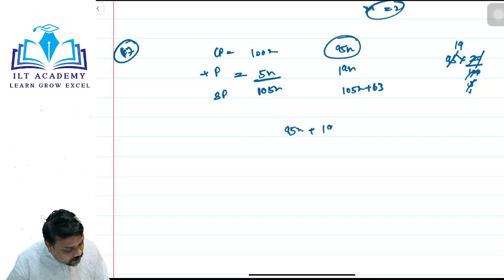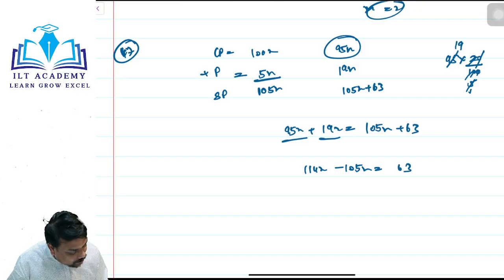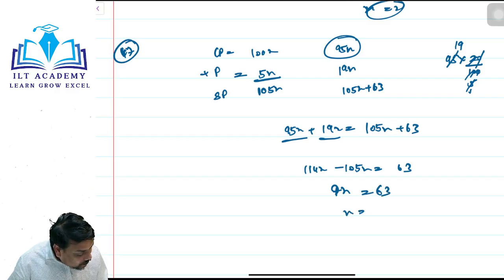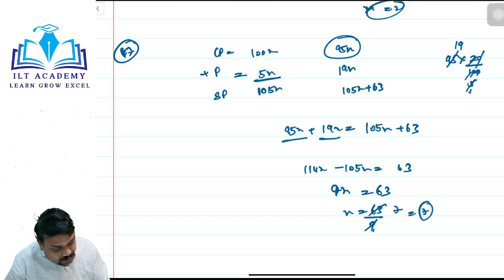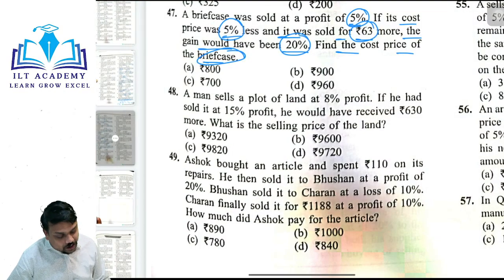So here what is the statement? 95x plus 19x is equal to what? 105x plus 63. Okay. So 95 plus 19 will be what? 114x minus 105x is equal to 63. From this I will get what? 9x is equal to what? 63. X is equal to 63 divided by 9. 9 सात्ते 63, is equal to 7. X 7 है तो ये cost price कितना हो जाएगा? 700. क्वेश्चन में क्या पूछे हमें? Find the cost price. Done.